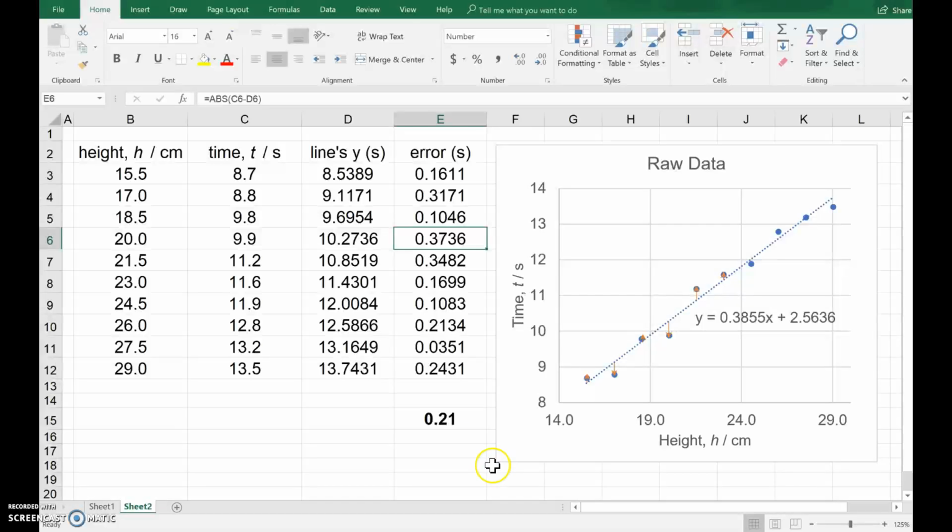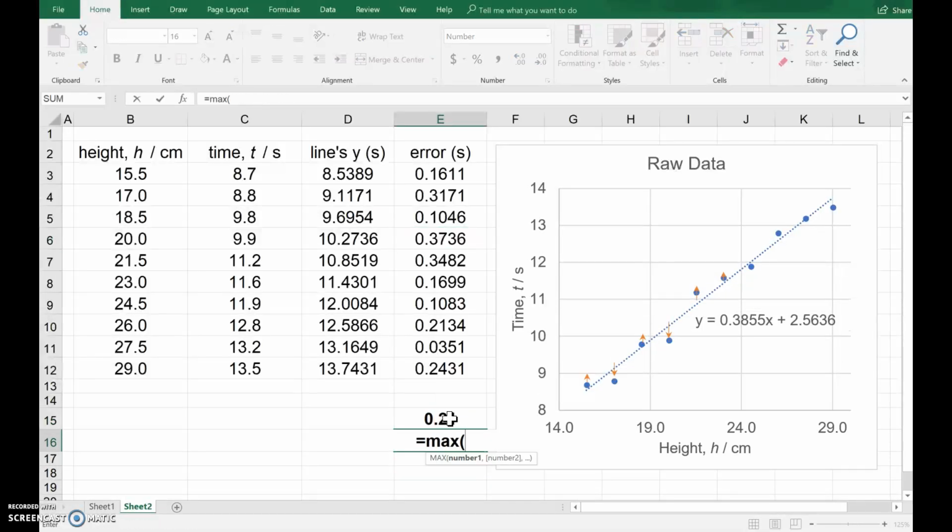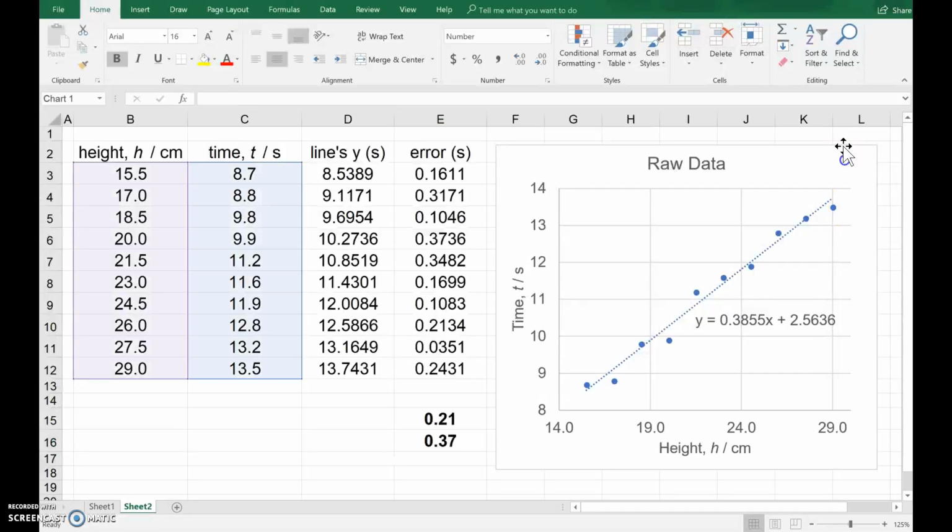Here's the biggest fluctuation. We could do the same kind of thing, but instead of the average, find the maximum fluctuation. Close parentheses. Which one you want to use, that's up to you. Oops, looks like my line shifted. But we have to use one of those values, right? Either the average or the max. We have to use one of them as our y error bars for this graph.